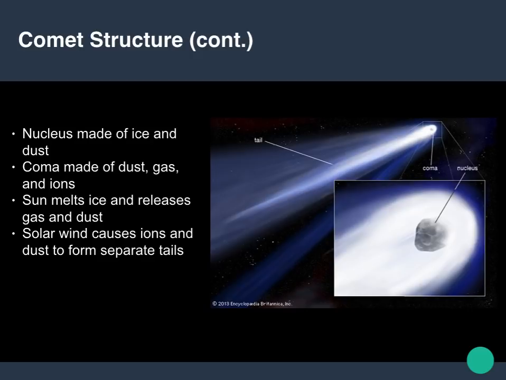The reason there are 2 is because the solar wind actually pushes the ions from the comet into a separate tail in a separate direction coming off of that. What is the solar wind? The solar wind is a bunch of particles essentially that are coming off of the sun. So these particles interact with the gas particles flying off of the comet and get pushed away.